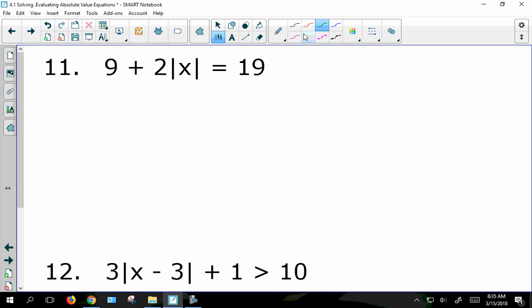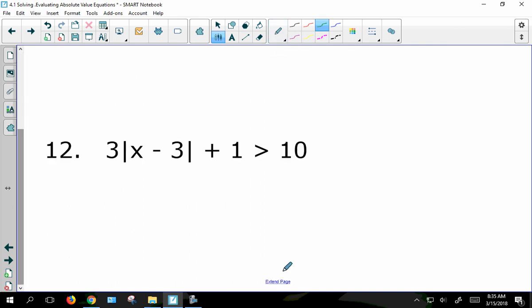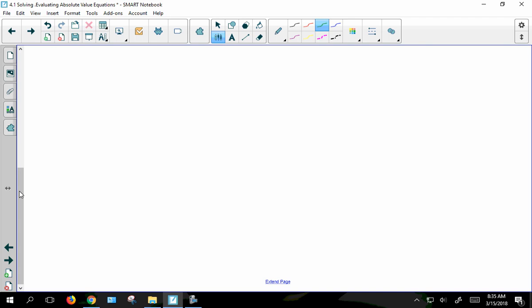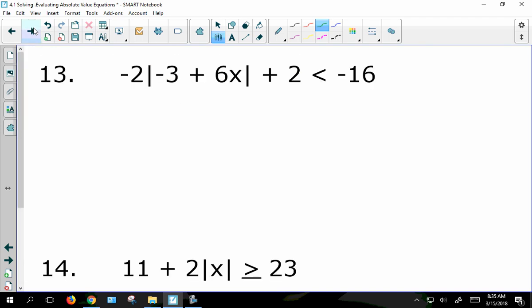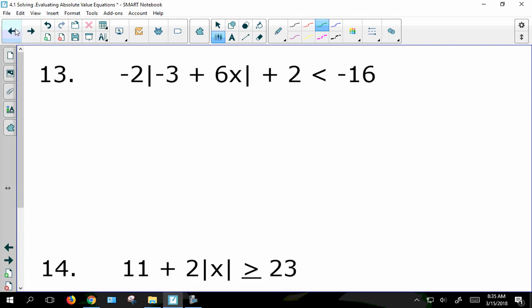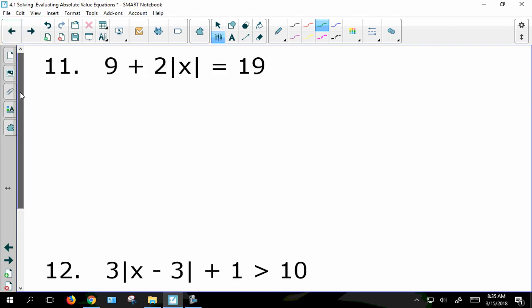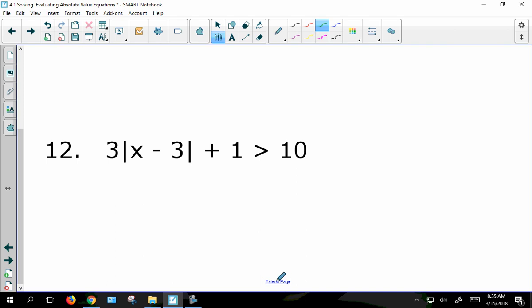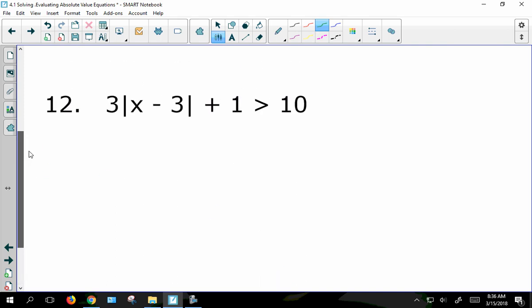Okay, number 11. Actually, I'm going to go down and do number 12. And then I think this is going to be the last one we're going to do on the recording. Nope, we're going to do one more. I don't like to do too many because I want you to start thinking.